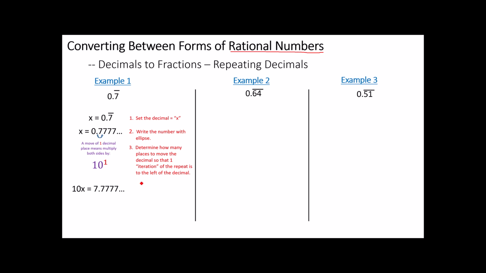You might want to pause the video and look at that really quickly because this is really the place where people struggle. My decimal is to the left of all my repeats. I need to move it so that exactly one copy of the repeat is on the left side of my decimal, or so the decimal is on the right of one of those. That's a move of one decimal place. Anytime you move your decimal one place, you're multiplying by a 10. Since I'm multiplying by a 10, I'm really going to multiply this side by the 10, that's 7.7777, and I'm going to multiply this side by a 10. That's where I get my 10x.